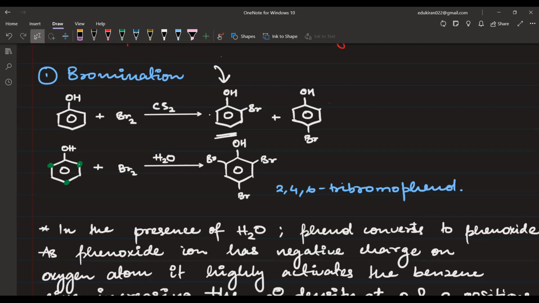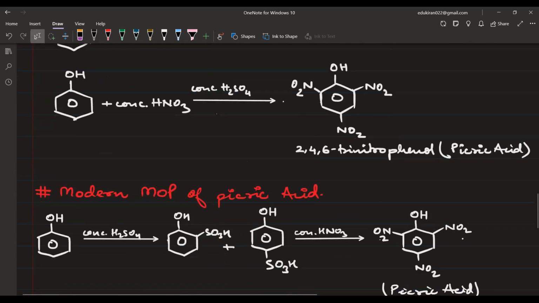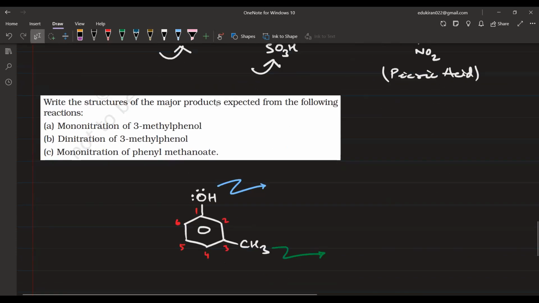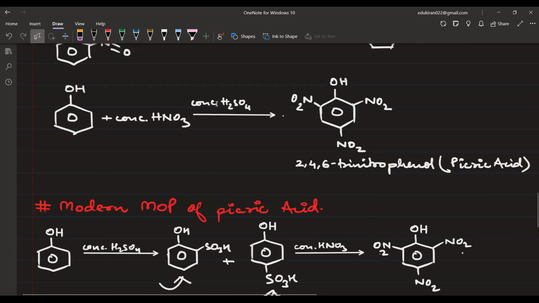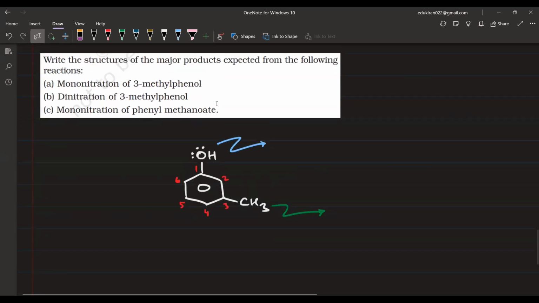Sir, ortho. What about this one? It's para. What about this product here? Ortho. What about this product? Para. What about this here? Ortho. And this is? So you don't know, even after you have seen the ortho and para directing effect of it, but still you are seeing meta. Why are you seeing meta? Tell me. Rifat, tell me, why are you seeing meta?